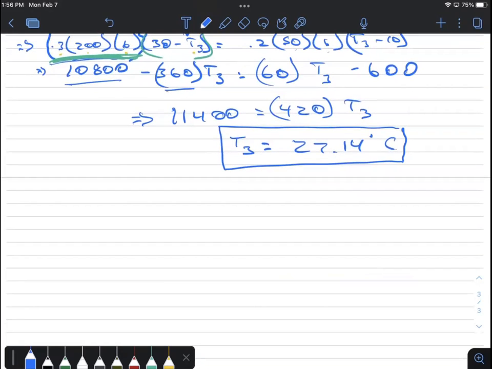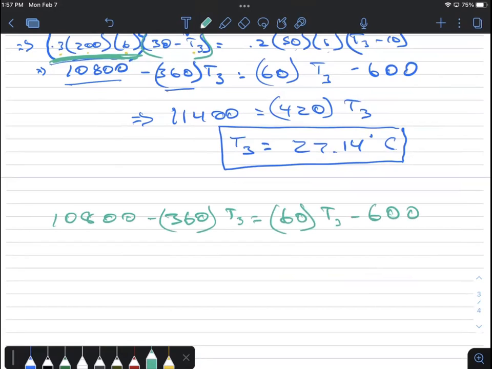Yeah, no problem. So are you fine at this part? 10,800 minus 360 T3 equals 60 T3 minus 600. You know how we got there? Yeah, I saw how you got there. Okay, so the next part, this is what I'm doing, and I'll take it step by step, because yeah, I skip steps, and that's my own fault. First thing I'm gonna do is I want all the T3 stuff on one side, okay? So since this one over here is negative, and we don't like negatives, I'm gonna move it to the right side.